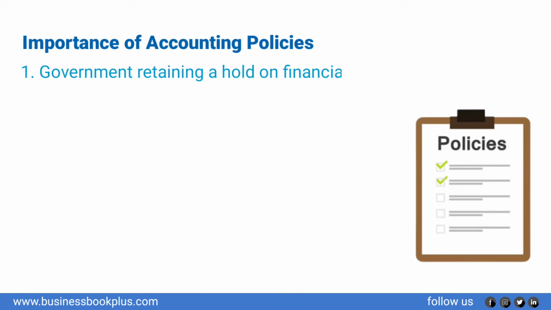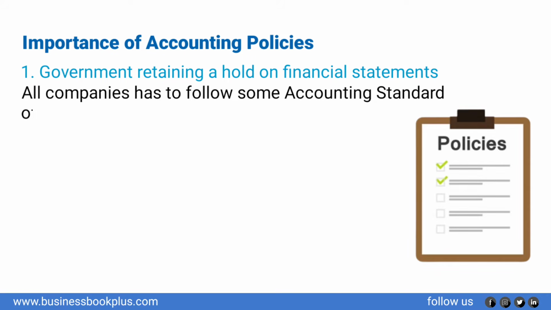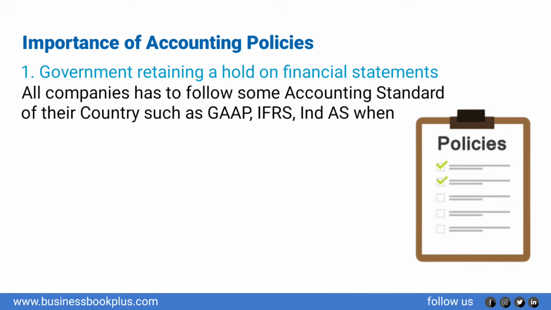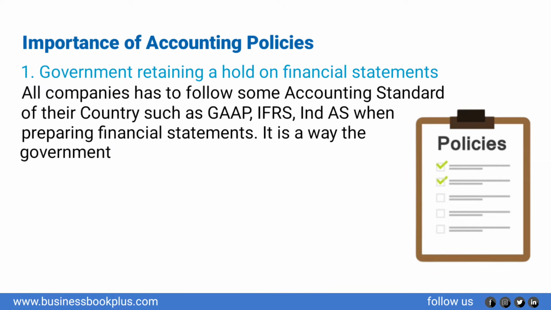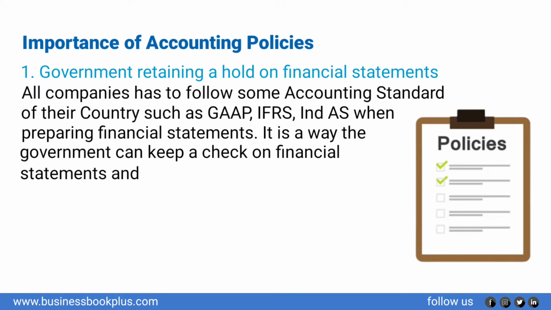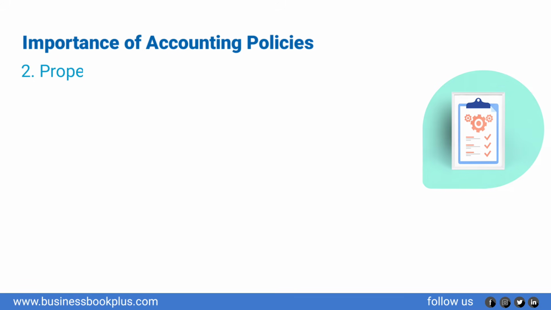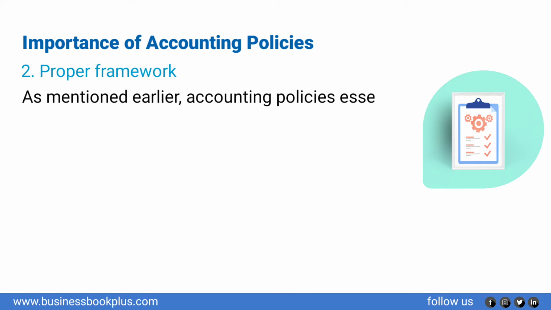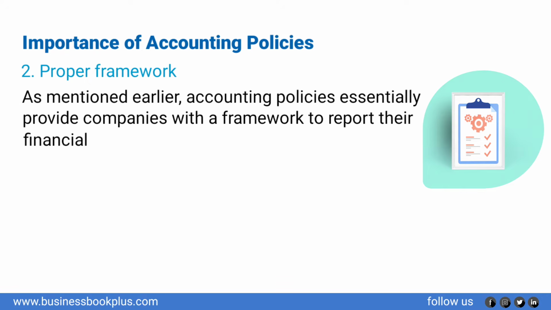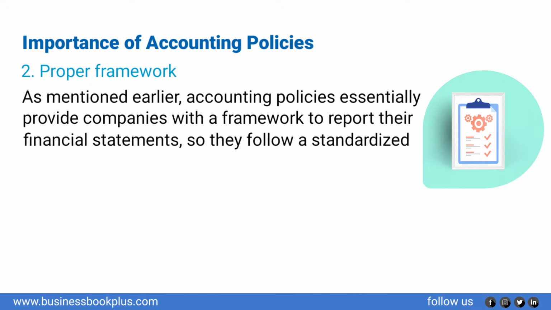Number 1. Government retaining a hold on financial statements. All companies have to follow some accounting standard of their country such as GAAP, IFRS, and IAS when preparing financial statements. It is the way the government can keep a check on financial statements and simultaneously protect the interest of investors. Number 2. Proper framework. As mentioned earlier, accounting policies essentially provide companies with a framework to report their financial statements, so they follow a standardized format throughout.